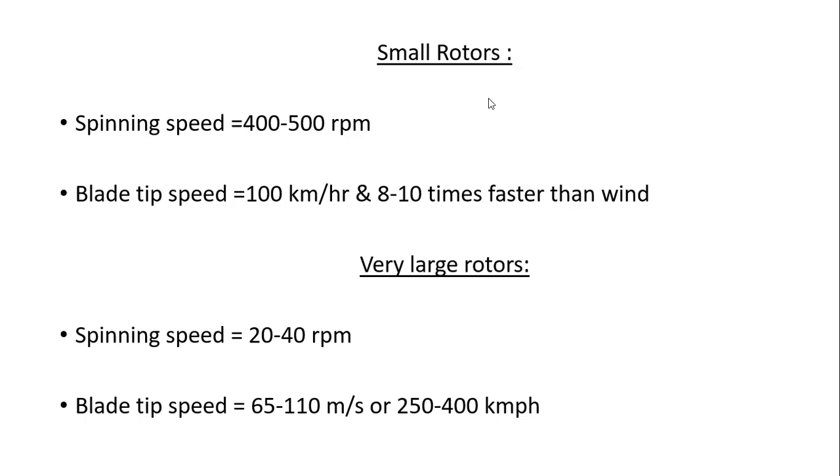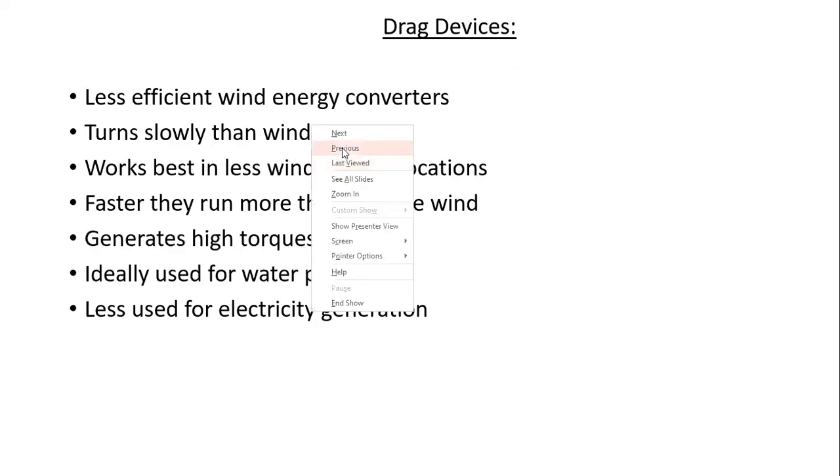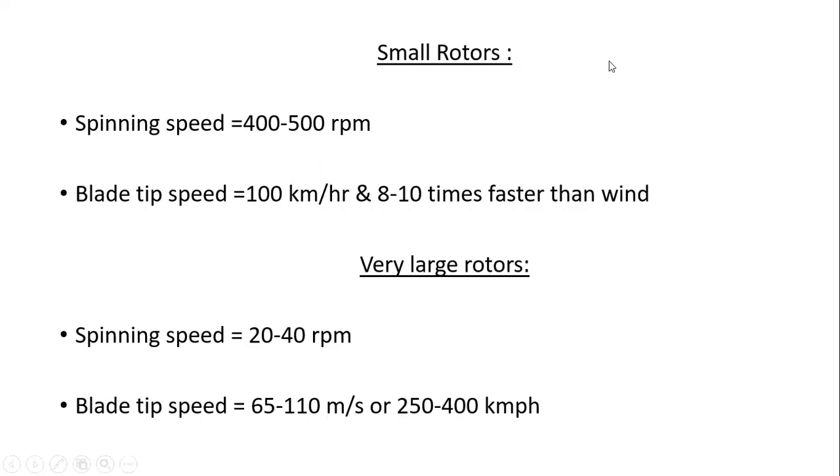So the speed at the tip of the blade is considered to be several hundred kilometers per hour. If you see this, we can see that it is 8 to 10 times faster than the wind speed.